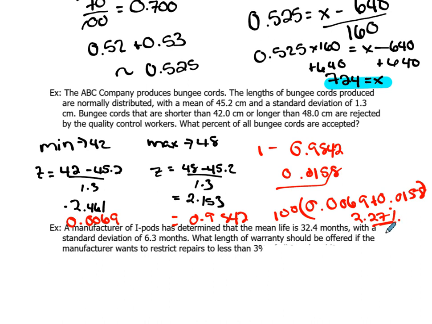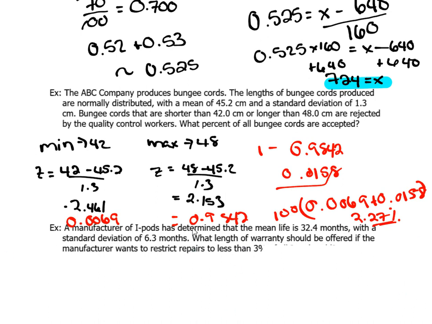If I want the amount that are accepted, I'm just going to take 100, subtract the 2.27%, and I'm going to get 97.73% are accepted. Now, if you wanted to know what that was as a whole number of total bungee cords, if it gave you a total number, you just multiply by the percentage and divide by 100 and it would give you an exact amount of bungee cords. So in this case, 97.3 are accepted.